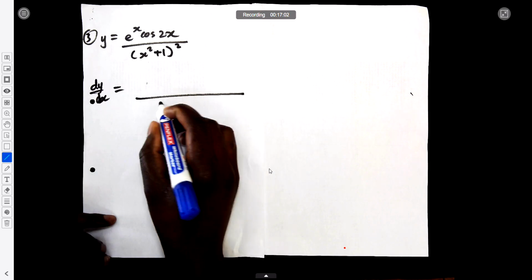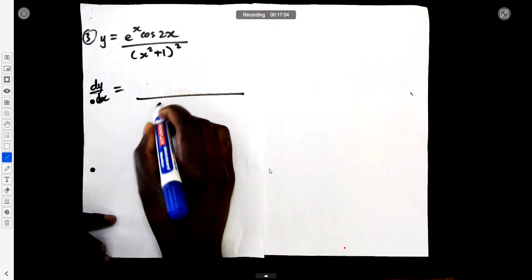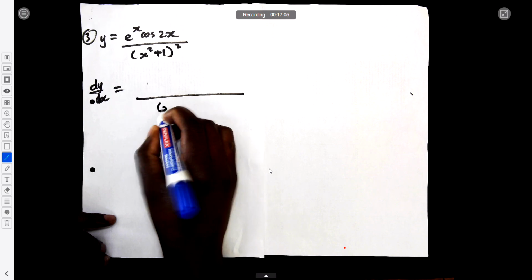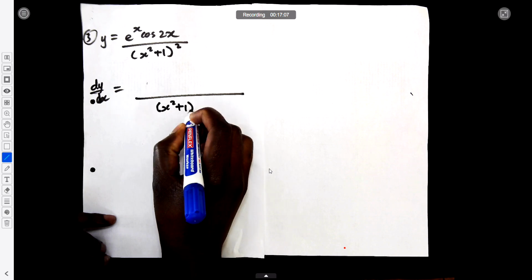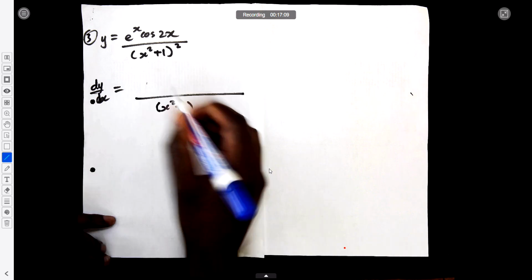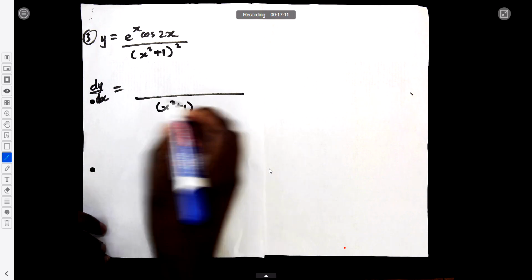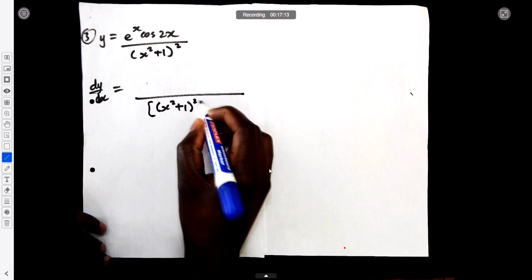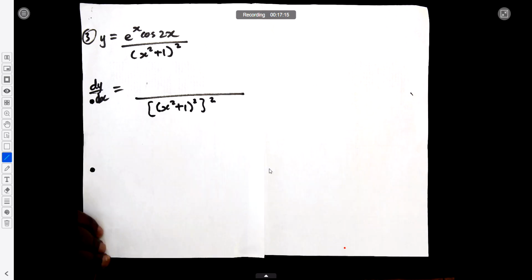We must square what? The denominator. So it's x squared plus 1. So let us square that. Or let me write it in this way, square, right? So let's square that denominator in that way. That's the first thing.